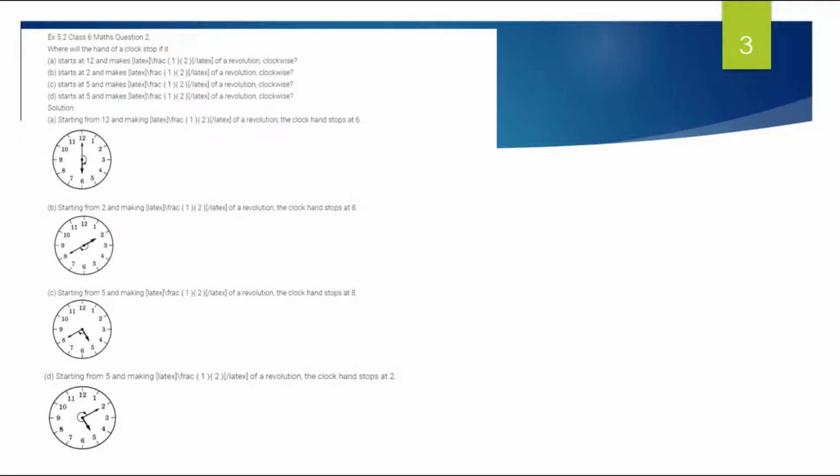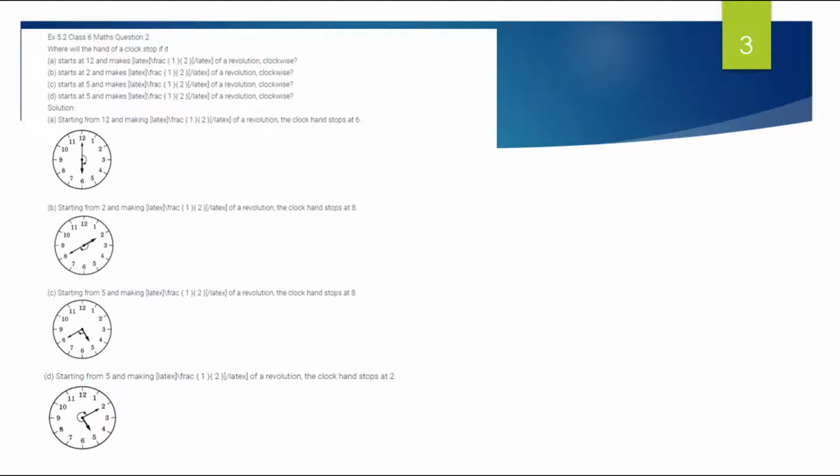where will the hand of a clock stop if it starts at 12 and makes half of a revolution? We have to tell where the clock hand stops. So half of the revolution means a 6 hours gap. From 12, if you count 6 hours, you will be stopping at 6. Same if it is starting at 2 and making half of the revolution, which is clockwise. So again, half of the revolution means 6 hours, we will be reaching 8.